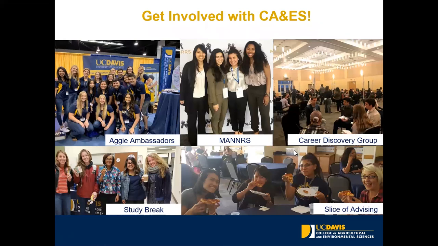Now that you have learned all about advising and how to get connected with your advisor, we encourage you to get involved with College of Ag. There are so many ways to do this during your time at UC Davis, not just your first quarter. The UAP Dean's Office offers fun opportunities for new students to engage with our staff and with your peers. Our Aggie Ambassador Program gives students the chance to participate in community service and outreach while promoting our college.